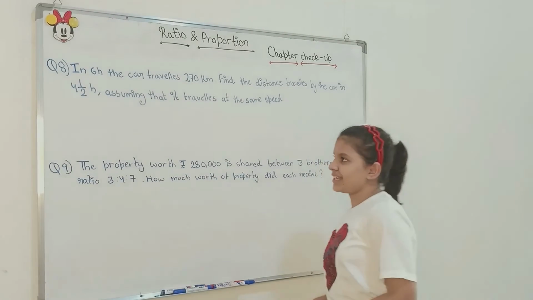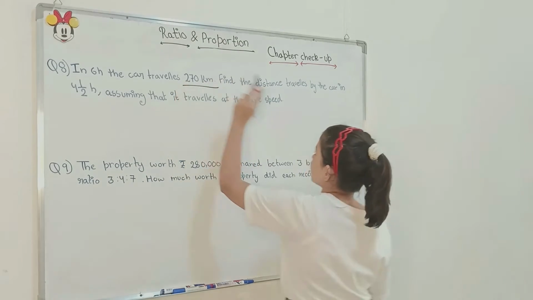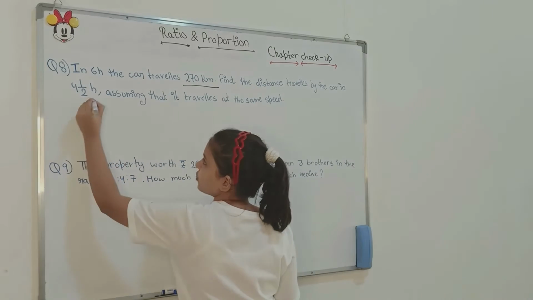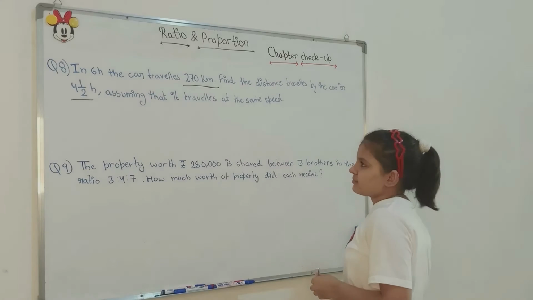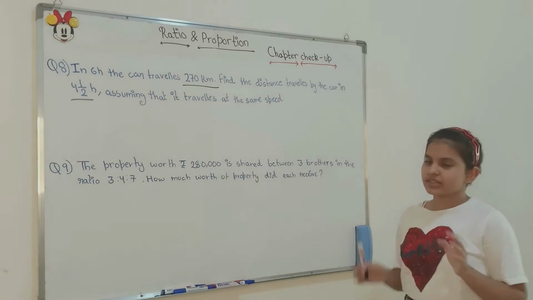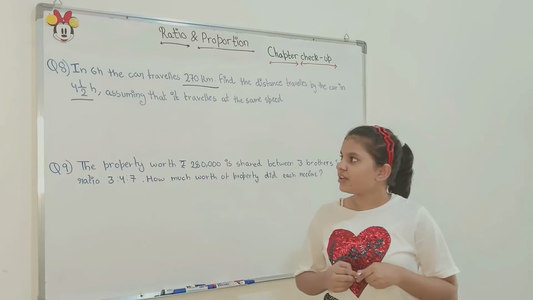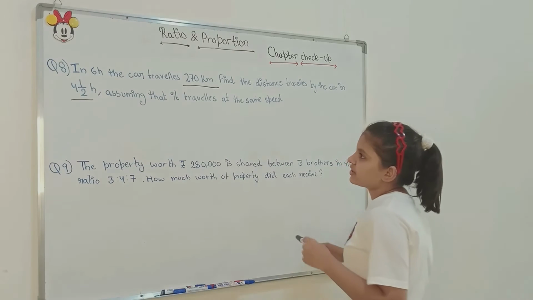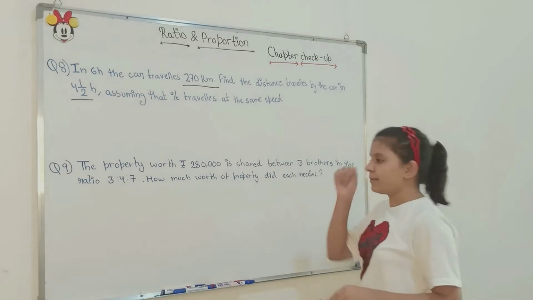Now we do the 8th question. In 6 hours the car travelled 270 kilometers. Find the distance travelled by the car in 4 1/2 hours, assuming that it travels at the same speed. Here the car travels 270 kilometers in 6 hours. Now they're asking how much distance will the car travel in 4 1/2 hours? Means 9 by 2 hours. So they are telling if the car travels at the same speed.